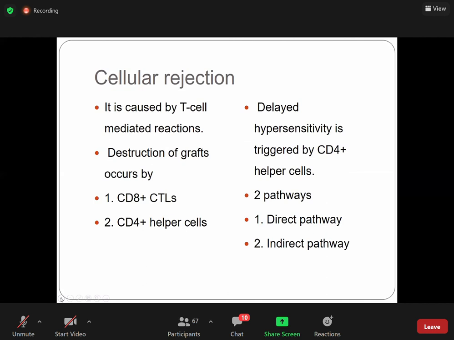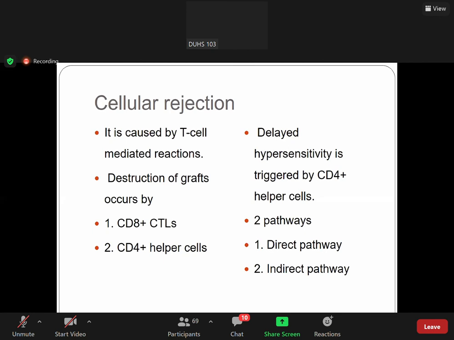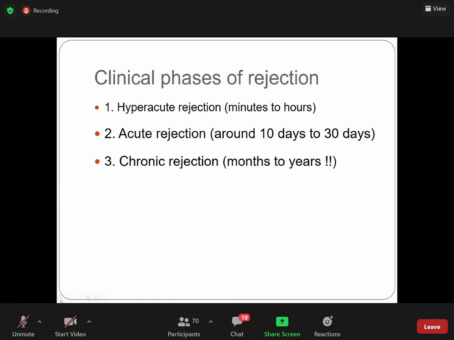Solid rejection is caused by T cell mediated reaction, by the cytotoxic T cells, and delayed hypersensitivity is caused by CD4 positive helper T cells. Two pathways already discussed, direct pathway and indirect pathway. What about the clinical phases of rejection? Hyperacute rejection occurs within 2 hours, acute rejection within 10 days to months, and chronic rejection after 1 year. So remember the names for acute rejection and chronic rejection.